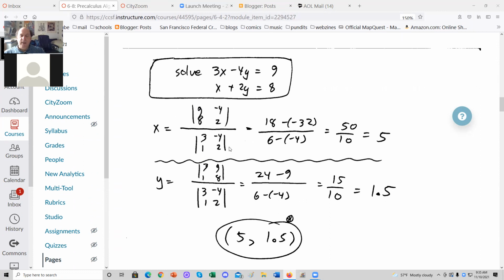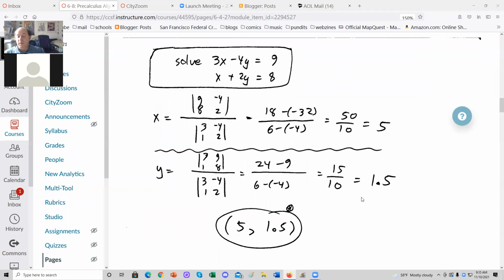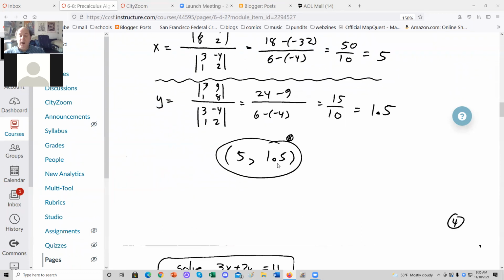So let's first do the denominator. 3 times 2 is 6, minus 1 times negative 4 is 6 minus negative 4, which is 10 here and here. For the numerator, 9 times 2 is 18, minus 8 times negative 4 is minus a negative 32. That's 50. 50 over 10 is 5. For y, 3 times 8 is 24, minus 1 times 9 is minus 9. That's 15 over 10, which is 1.5. So x is 5, y is 1.5.